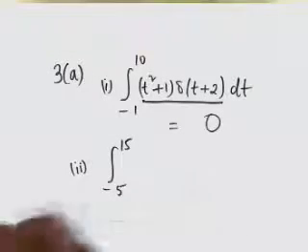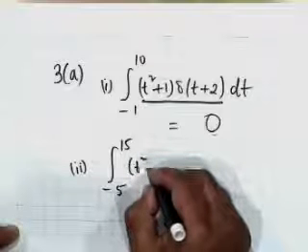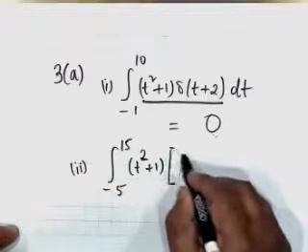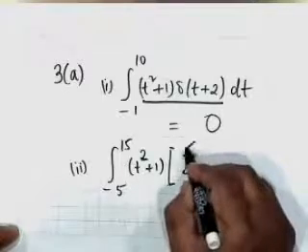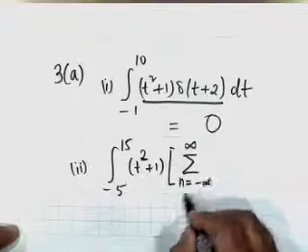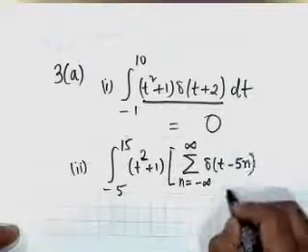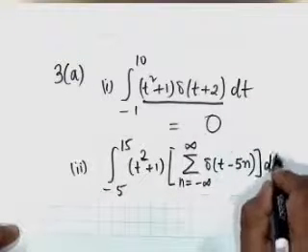The second one, evaluation of integral, is from minus 5 to 15. That's the range of t. Again t squared plus 1, then summation, n equals minus infinity to infinity, delta t minus 5n dt.